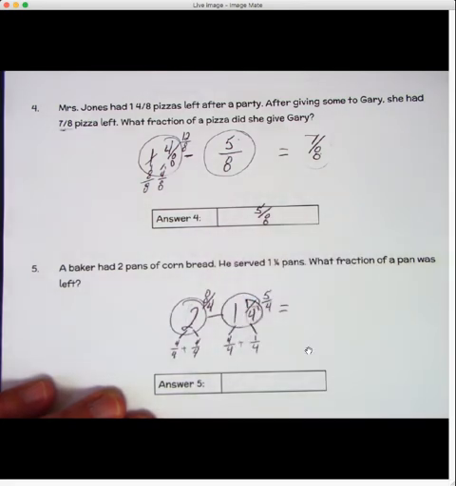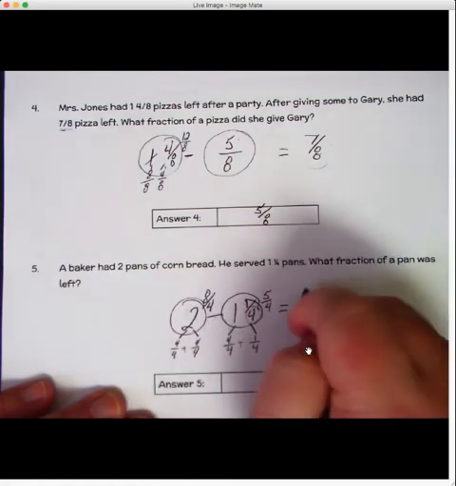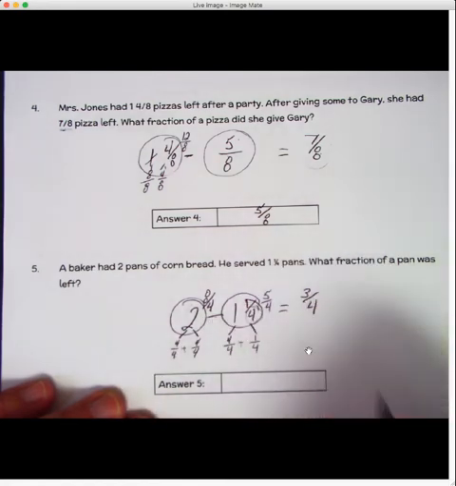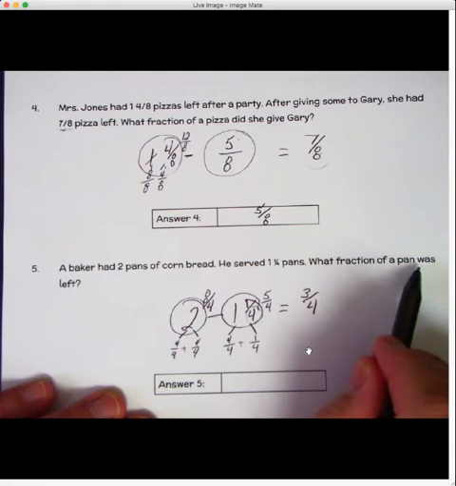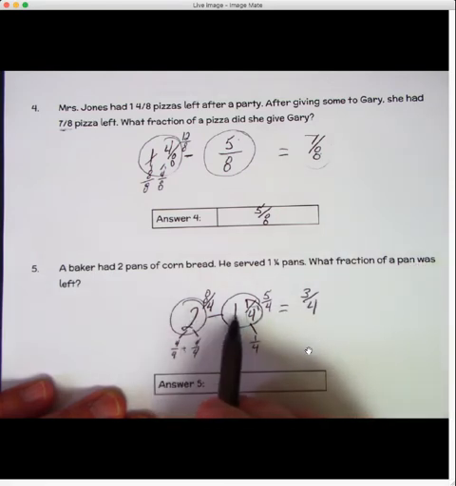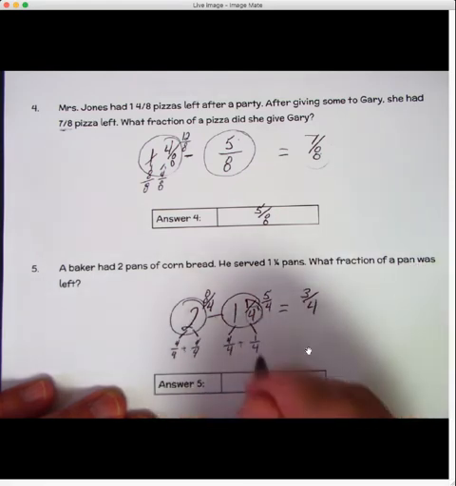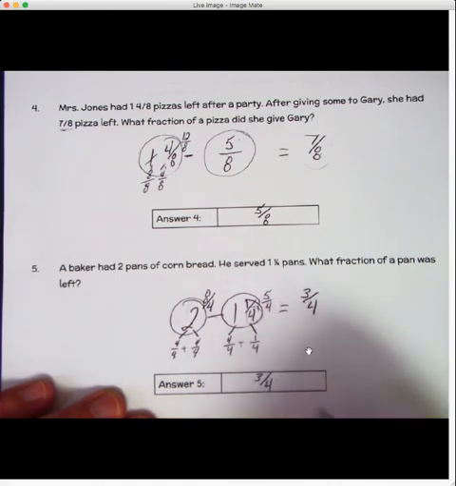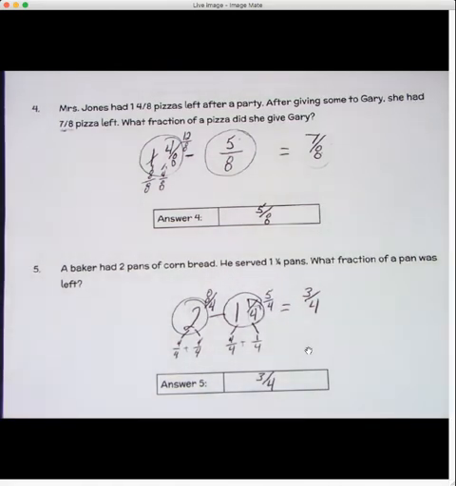Now it's easy, isn't it? 8/4 minus 5/4 is 3/4. So what fraction of a pan was left? He had 2. He served 1 1/4. So now he has 3/4 left of a pan.